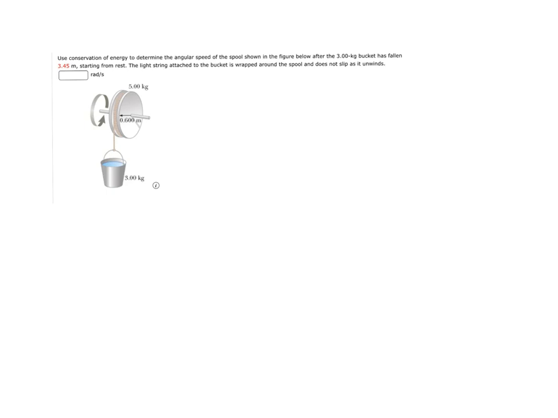All right, so we're going to look at this question here. Use conservation of energy to determine the angular speed of the spool shown in the figure after the 3 kilogram bucket has fallen 3.45 meters starting from rest. The light string attached to the bucket is wrapped around the spool and does not slip as it unwinds.